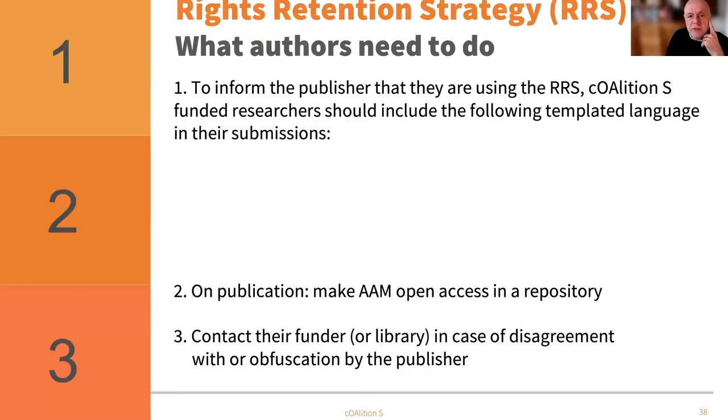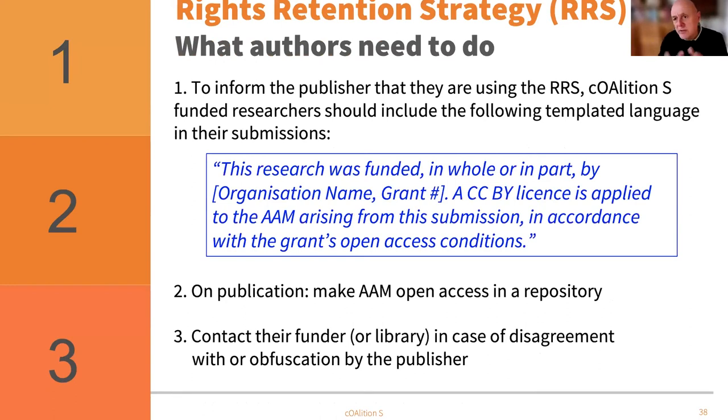So what authors need to do is the following: to apply the rights retention, it's three simple steps. They need to inform the publishers that they are using the rights retention strategy. For instance, they can include in a footnote or in the letter to the publisher the following phrase: the research was funded by this organization, and the CC BY license is applied to the AAM arising from this submission in accordance with the grant's open access conditions.